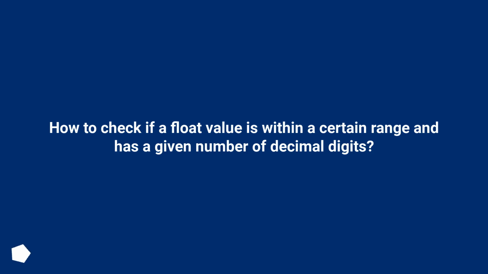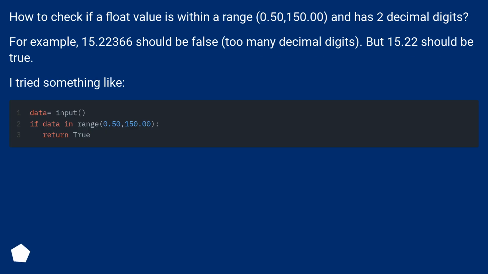How to check if a float value is within a certain range and has a given number of decimal digits. How to check if a float value is within a range 0.50, 150.00 and has 2 decimal digits. For example, 15.22366 should be false, too many decimal digits.